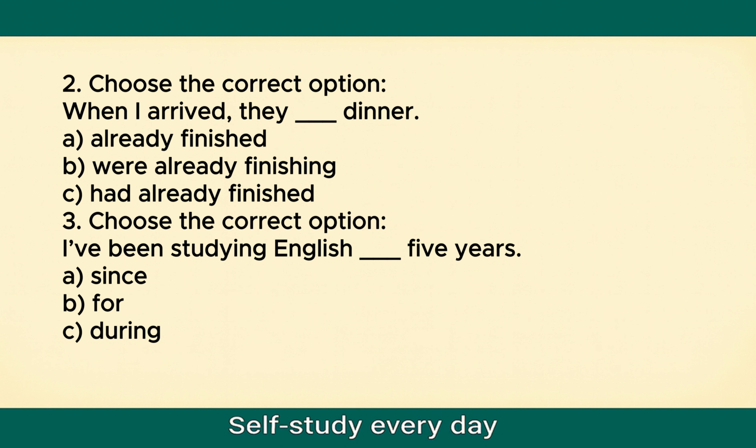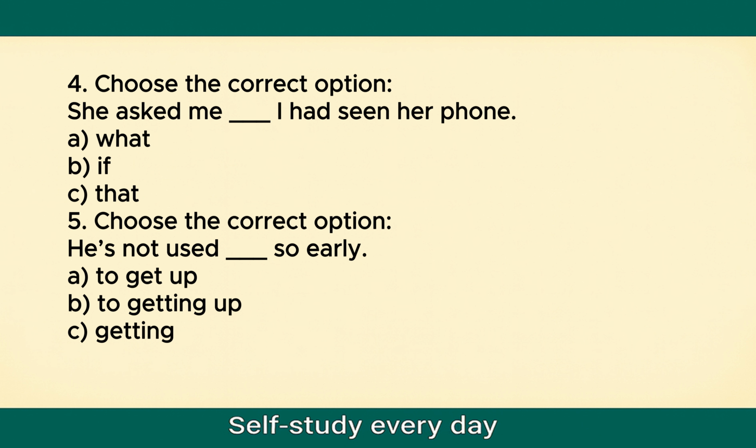3. Choose the correct option. I've been studying English blank 5 years. A. Since. B. For. C. During. 4. She asked me blank I had seen her phone. A. What. B. If. C. That. 5. Choose the correct option. He's not used blank so early. A. To get up. B. To getting up. C. Getting.